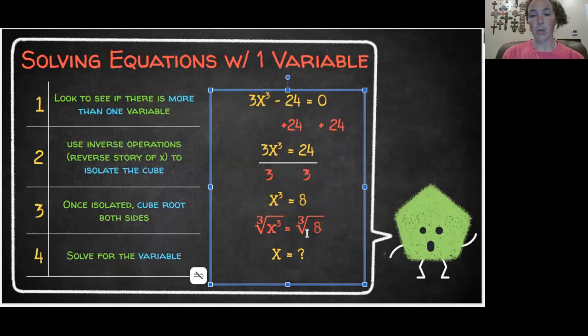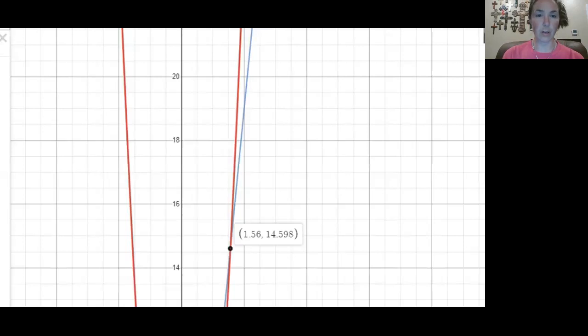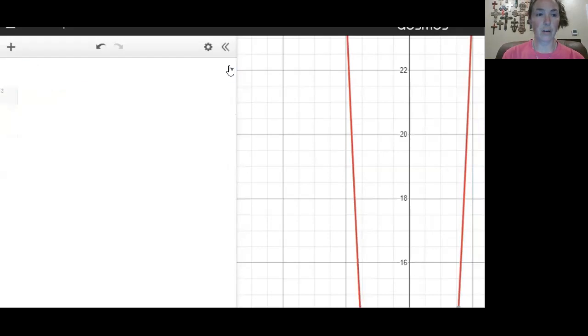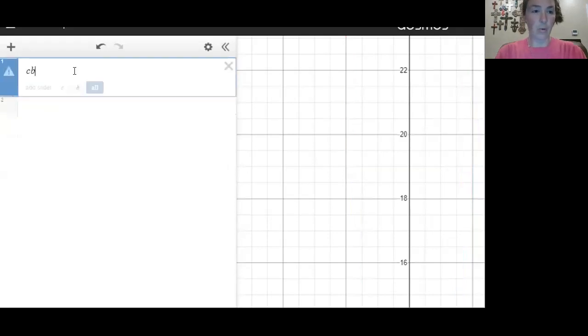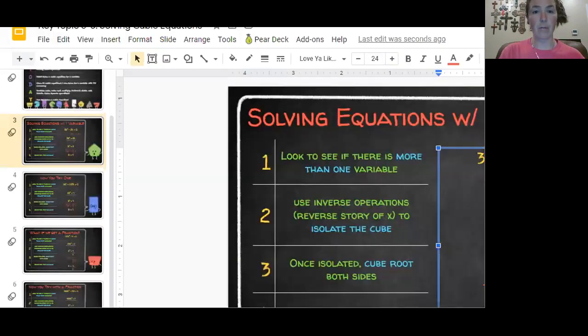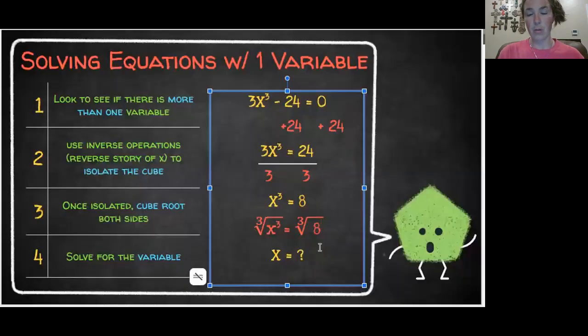And then we could put the cube root of 8 into our calculator. If you needed to, you could go into Desmos. If I put in QBRT for cube root and I put in 8, notice it tells me that the answer is 2. So if I were to go back to my slides, I would know that the cube root of 8 is 2. So again, that last step is solve for the variable, and we do that by cube rooting and simplifying on both sides.